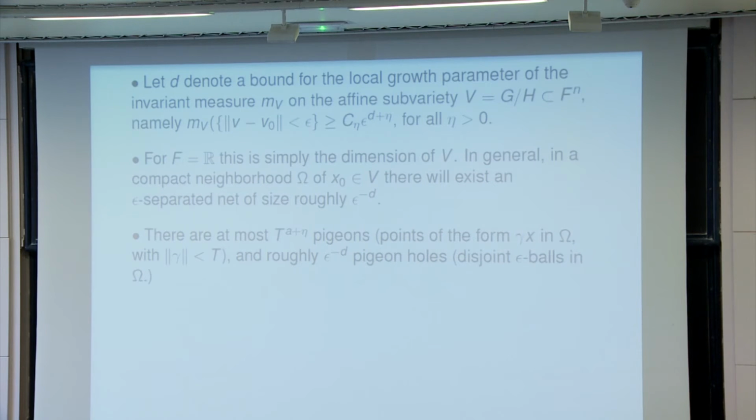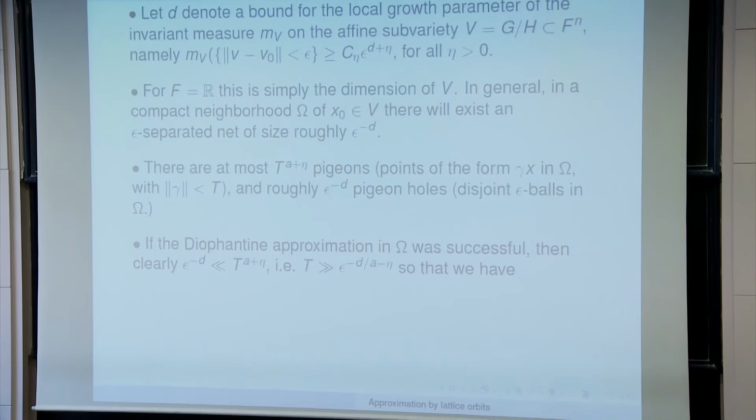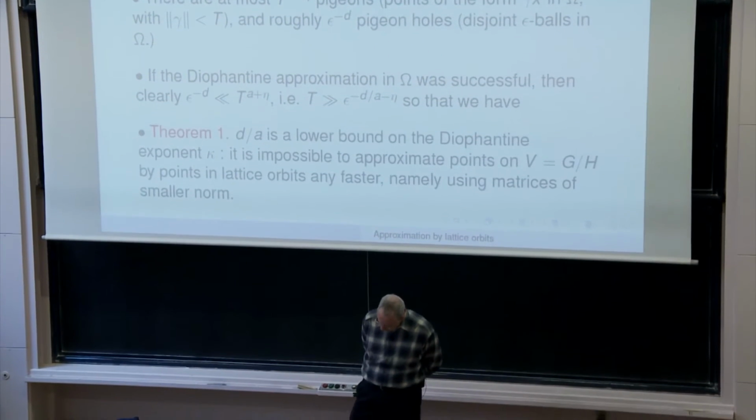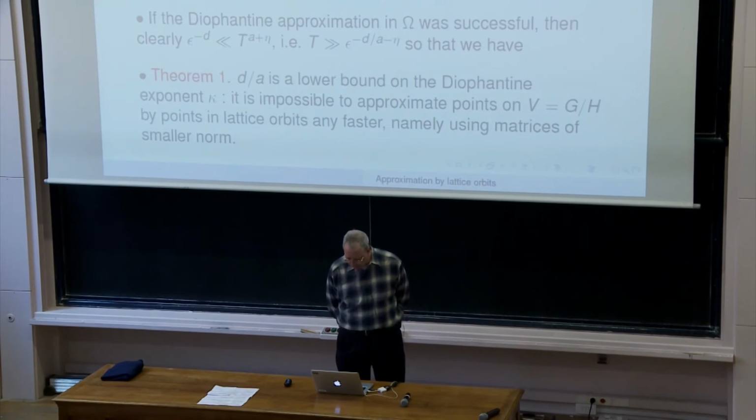And now there are at most t to the a plus eta pigeons, namely points of the form gamma x in omega whose norm is less than t, and roughly epsilon to the minus d pigeonholes, namely disjoint epsilon balls in omega. So if your Diophantine approximation process in omega was successful, then clearly you had more pigeons than pigeonholes. So epsilon to the minus d is less than or equal than t to the a plus eta. And so t is at least epsilon to the minus d over a. And that means, of course, t was the size of the norm ball of the matrices. So we have the following statement. D over a is a lower bound on the Diophantine exponent kappa.